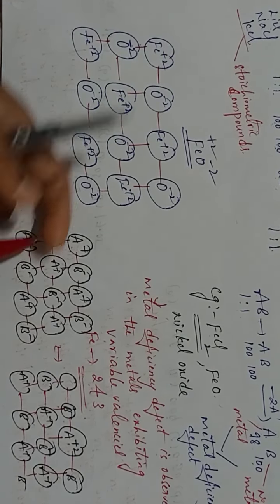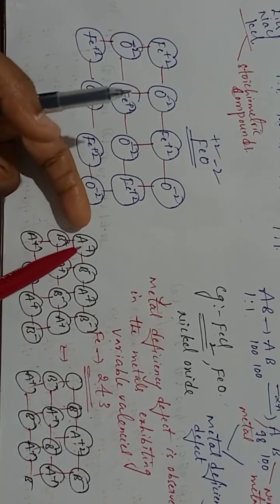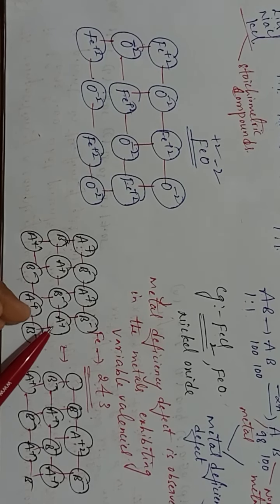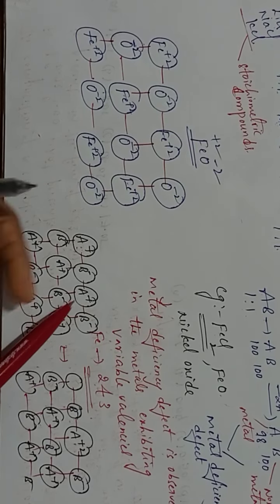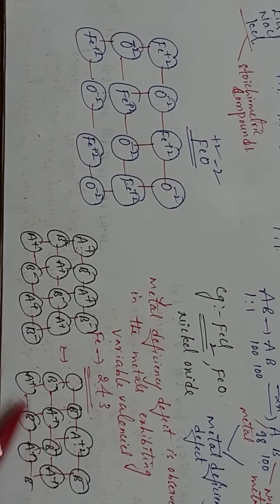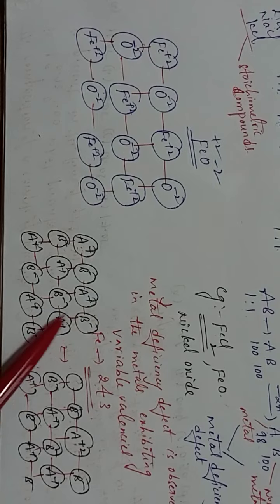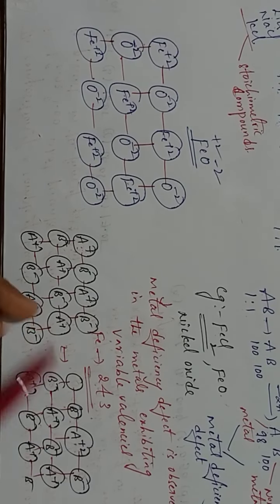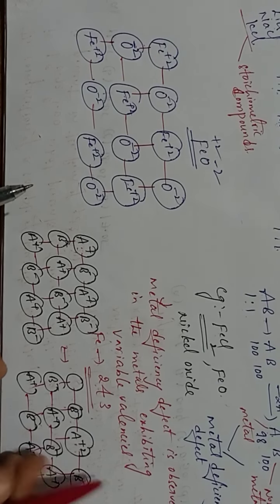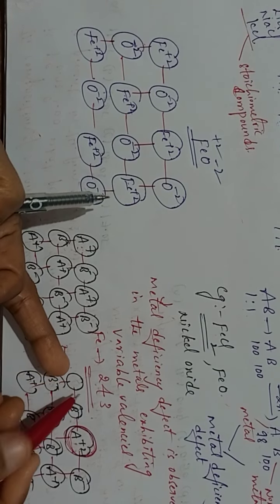See here, one A+ ion. During the crystallization process, one A+ ion is missed from this crystal. Whenever one A+ ion is missed, to maintain the electrical neutrality, any one other A+ ion in this crystal is converted into A+2. One plus is reduced, so to balance that, another cation is converted into +2. Are you following? Here one vacant lattice site is created.